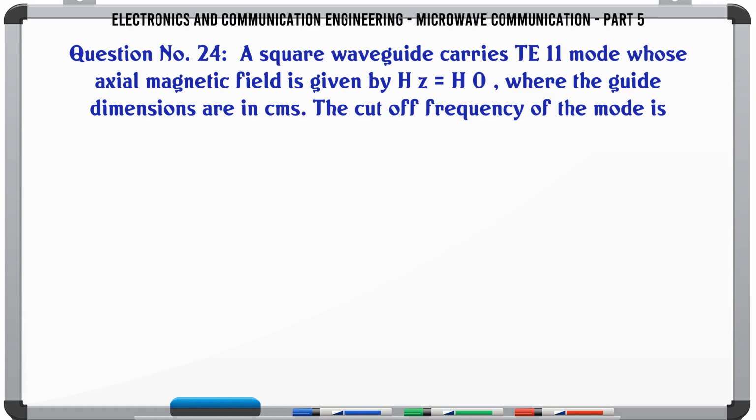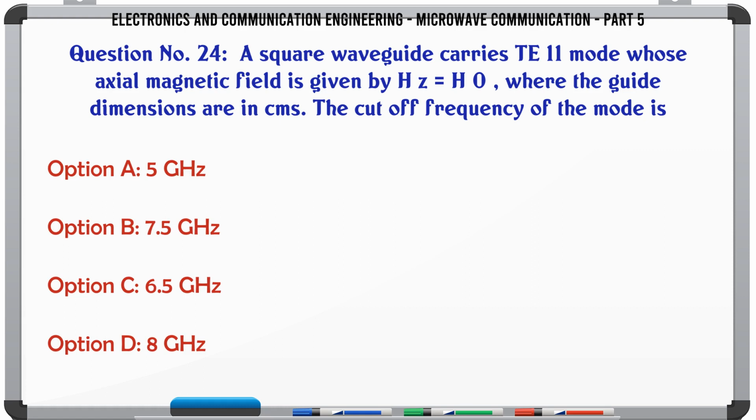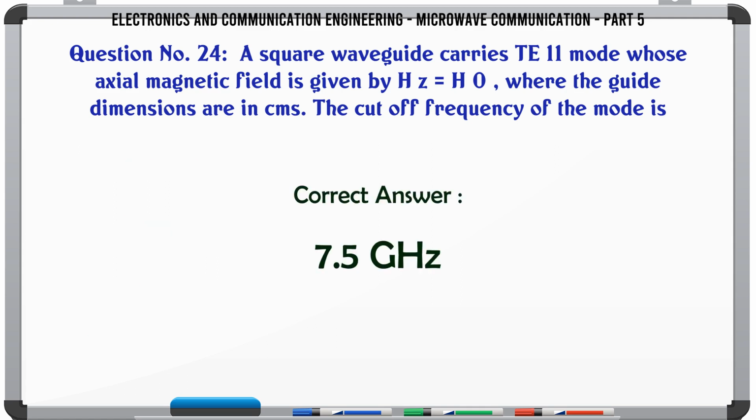A square waveguide carries TE11 mode whose axial magnetic field is given by Hz/H0, where the guide dimensions are in cm. The cutoff frequency of the mode is A. 5 GHz, B. 7.5 GHz, C. 6.5 GHz, D. 8 GHz. The correct answer is 7.5 GHz.